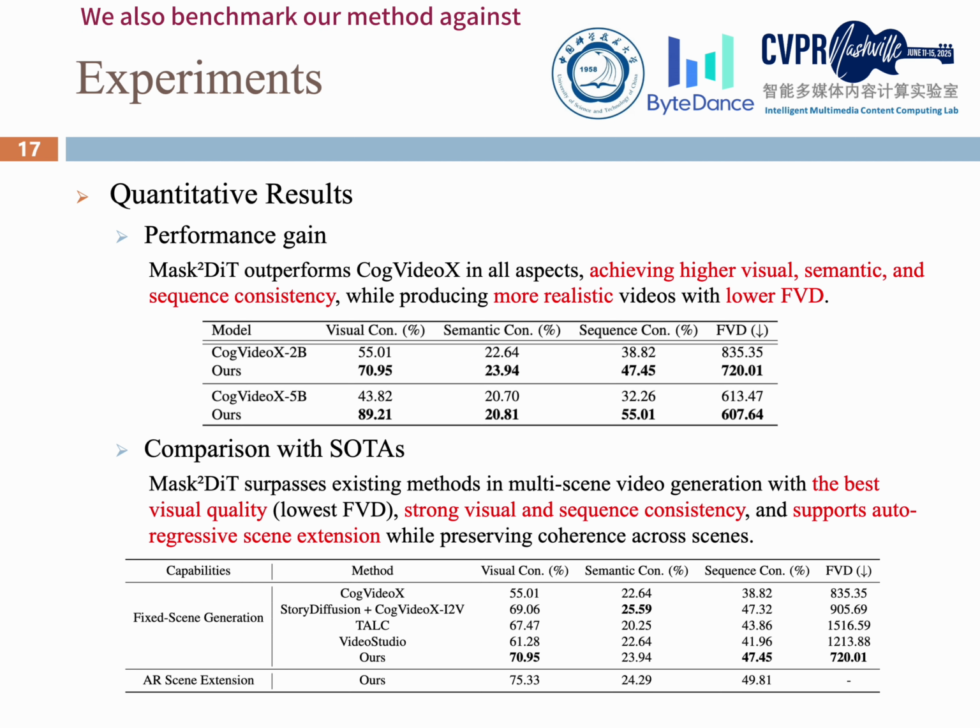We also benchmark our method against other state-of-the-art multi-scene video generation approaches, including Story Diffusion, Video Studio, and Talc. As shown in the bottom table, Mask²DiT achieves the best visual quality, the strongest sequence consistency, and is the only method that supports auto-regressive scene extension while maintaining high coherence across scenes. These results demonstrate that Mask²DiT not only scales to longer, multi-scene videos but also sets a new standard for controllable and coherent video generation.